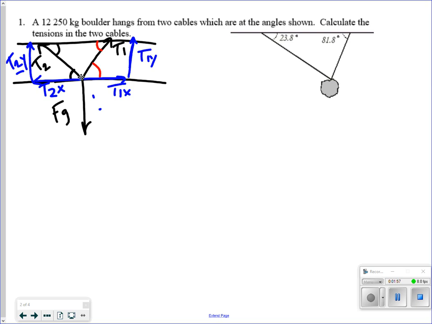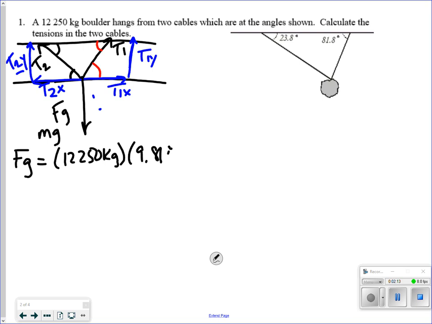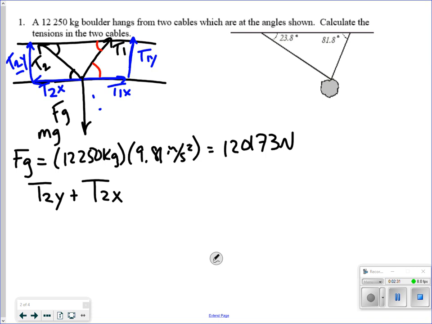So let's continue. What can we figure out? We know the mass, and we know that m little g is going to be Fg. So let's start with what we can figure out right away. So 12,250 kilograms times 9.81 meters per second squared. All right, when I do that, I get an Fg of 120,173 newtons.